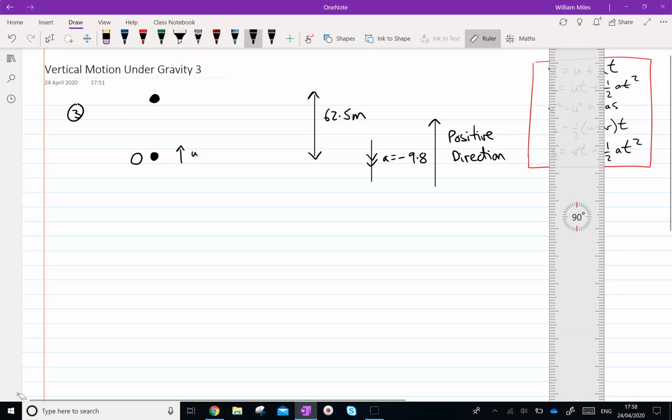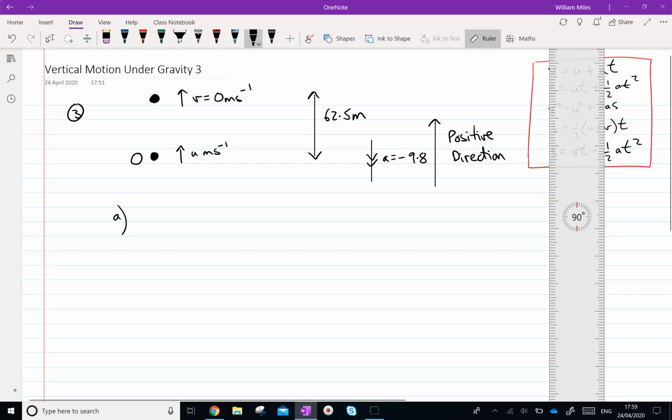Eventually it's going to get to the top, and at the top, remember, its speed will be 0 meters per second, because there's that instant where it stops going upwards, and then it's going to start going downwards. Its velocity is going to become negative. Find the value of u.